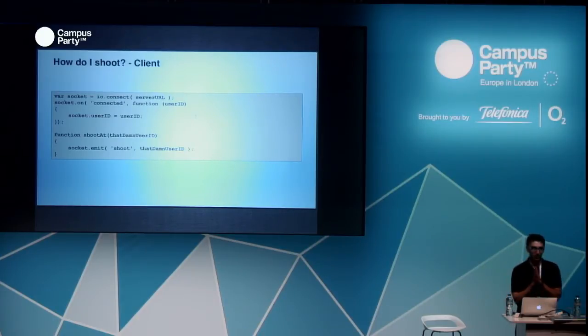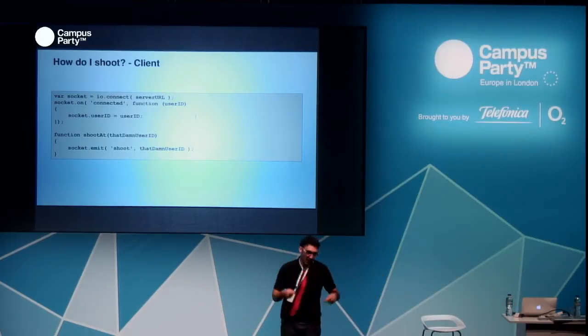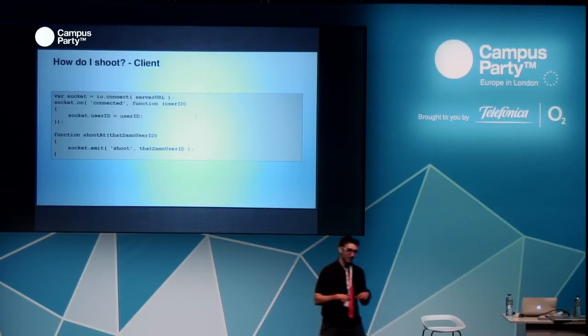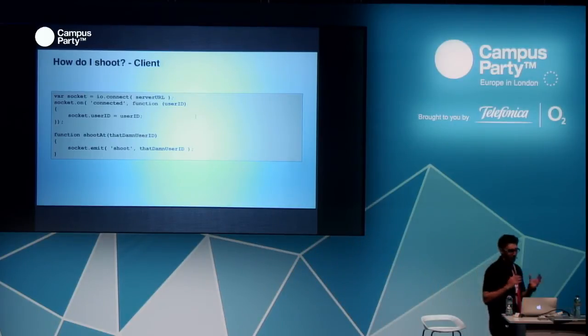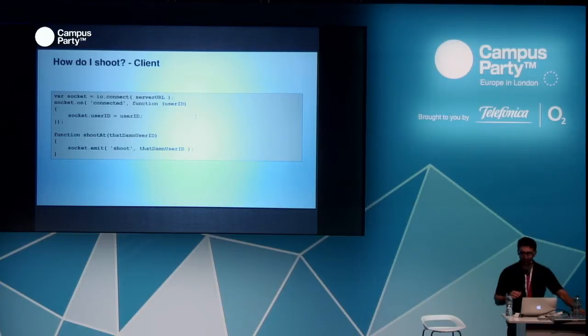So I'll give you an example. I shoot in my game. I send that shoot message to the server. The server tells the other player that I have shot. So inside the game, I'm recreating that shooting event. Probably not doing the best of jobs explaining this, but don't worry, guys. This code is open source. There's a demo that goes along with this.